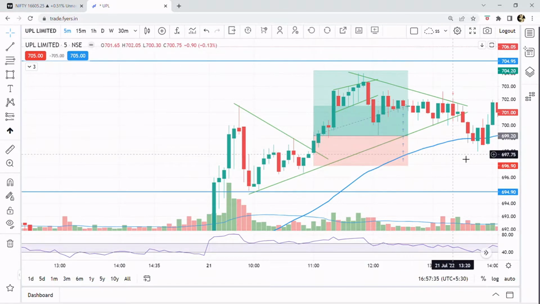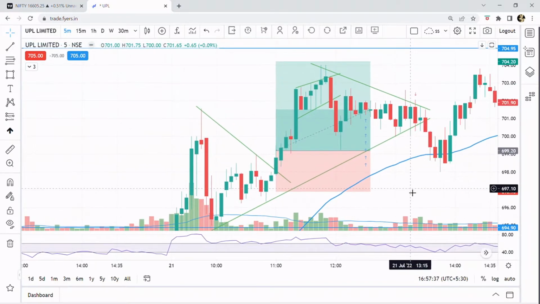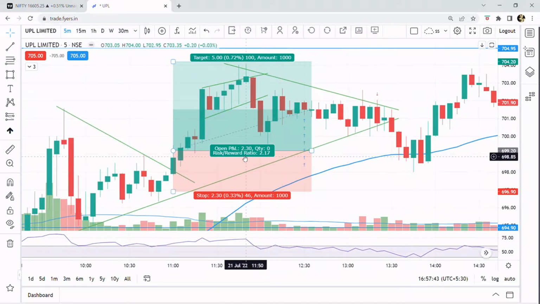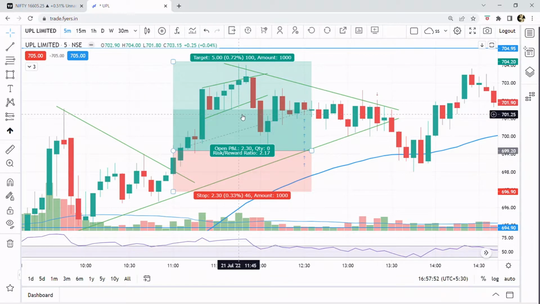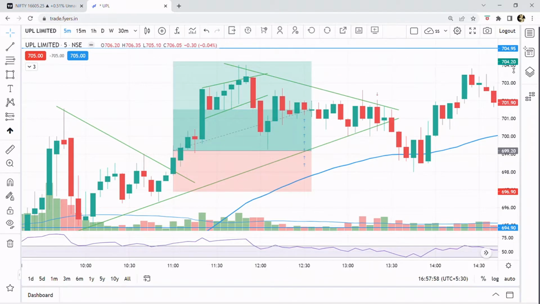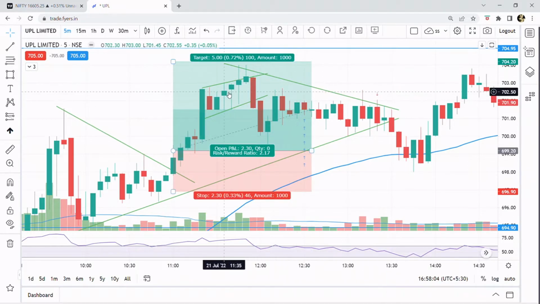But what happened yesterday, also my target was missed by a very little, 0.30 or something. Here you can see this candle missed my target. The high is 704. Here you can see the high. So this candle's high is 704, and my target is, here you can see, 704.20. So my target was missed by 0.20 here.